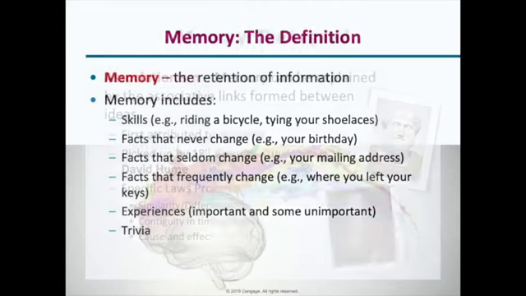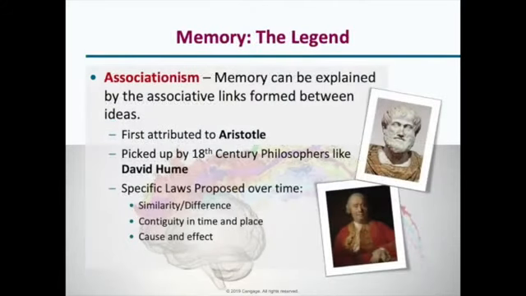At least in written history, Aristotle was the first to propose the idea that complex forms of thinking, like memory, can be wholly or mainly explained by the associative links formed between ideas according to specific laws. This is known as associationism. For example, when you hear a story or a joke that reminds you of another story or joke, it may be because they're associated due to how similar they are.